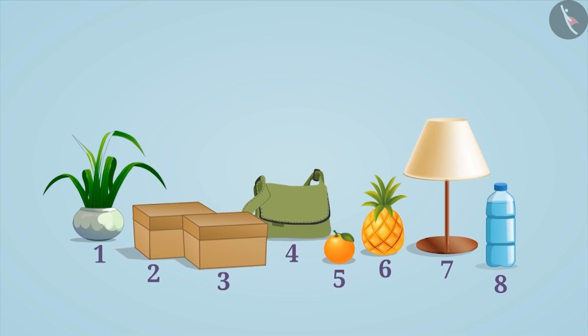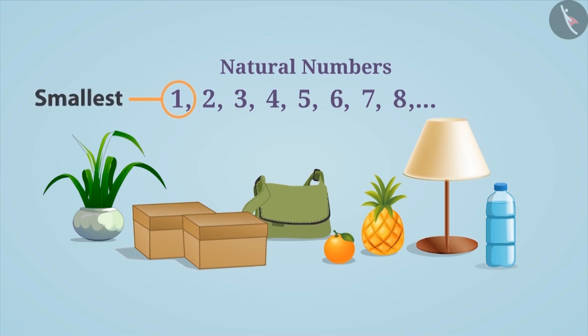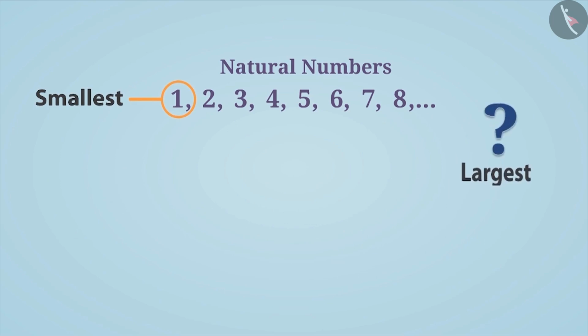That's why we call them natural numbers. Natural numbers begin with 1. Therefore, 1 is the smallest natural number. Can you tell me what will be the largest natural number? Think about it. Counting never ends, which means natural numbers are infinite. For this reason, the largest natural number cannot be known.